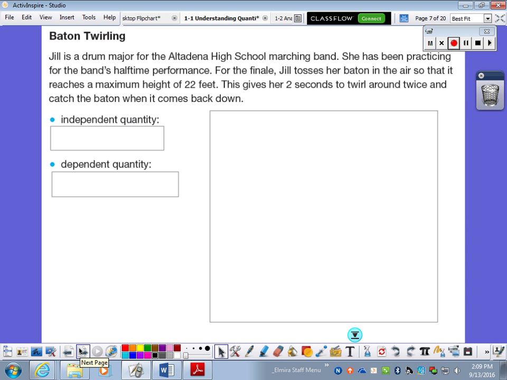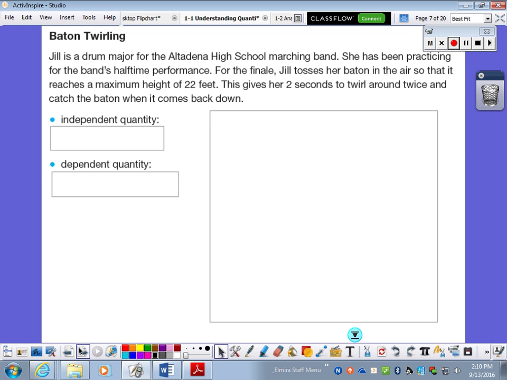Baton twirling. Jill is a drum major for the Altadena High School Marching Band. She has been practicing for the band's halftime performance. For the finale, Jill tosses her baton in the air so that it reaches a maximum height of 22 feet. This gives her 2 seconds to twirl around twice and catch the baton when it comes back down.